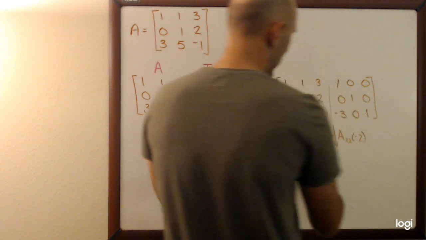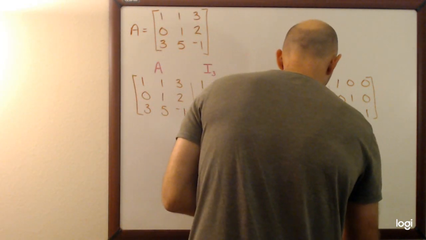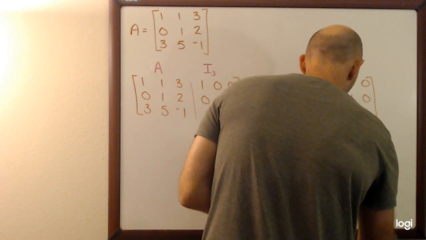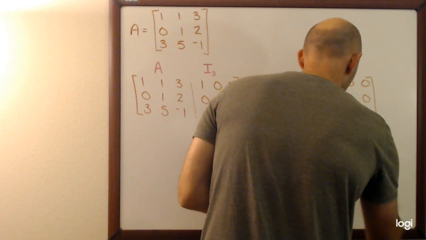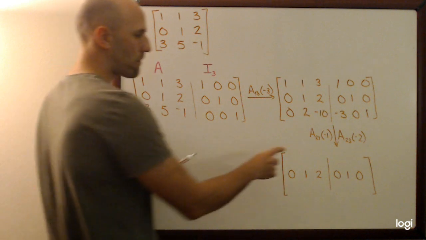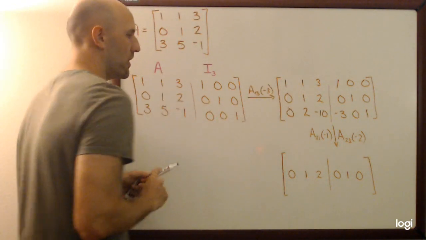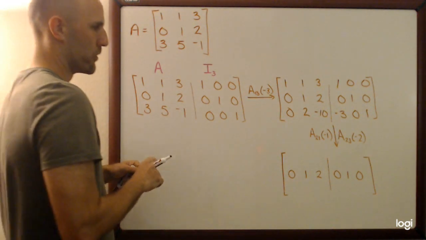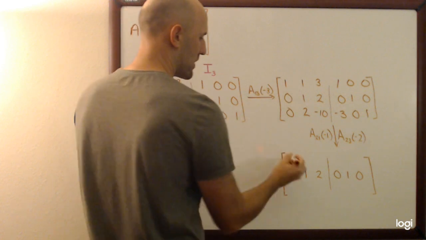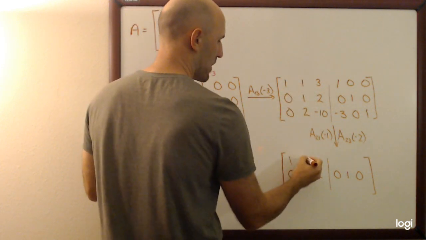Okay, so with these two operations, row 2 will not change. It's 0, 1, 2, and then 0, 1, 0. All right, let's see what happens with the rest of the matrix. A2,1, negative 1: take this value, multiply it by negative 1, and add it to the value in the first row. So 0 times negative 1, 0 plus 1, that's still a 1. 1 times negative 1, that's negative 1 plus 1 is a 0.